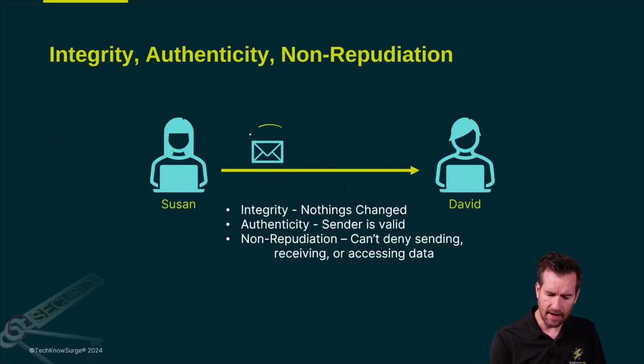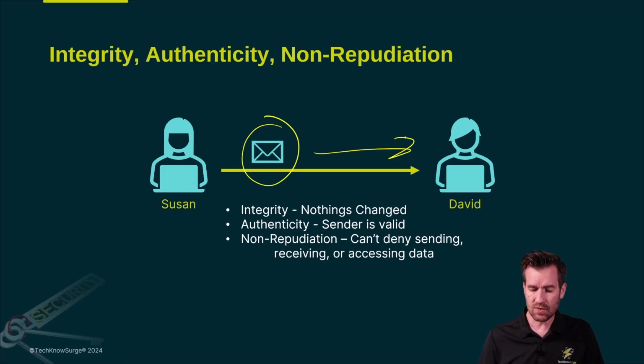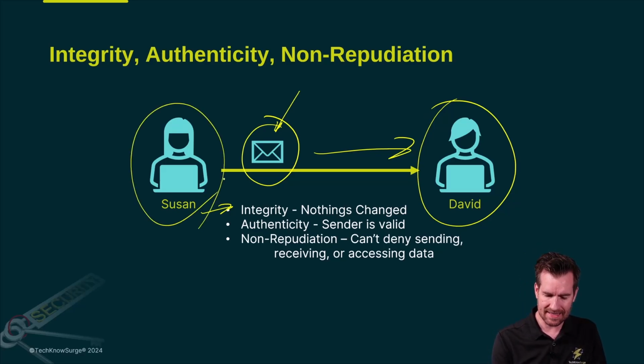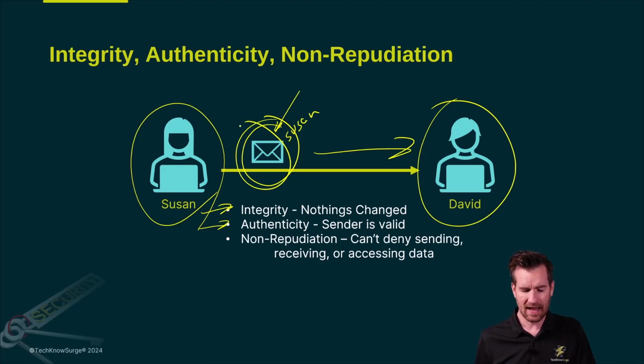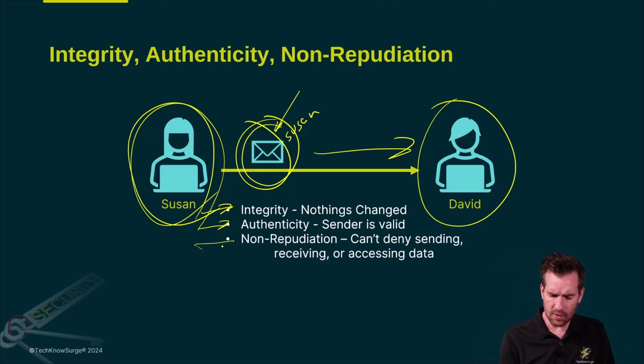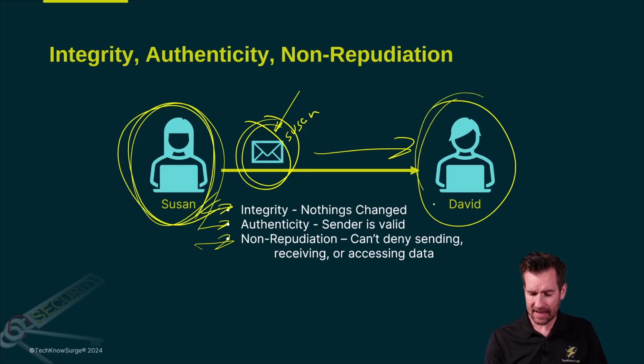Let's use an example of an email that's being sent from Susan to David. Integrity says that the email has not changed along the way, so nothing has happened to this message when David receives it. It's the original message that Susan sent. Authenticity is that this is from Susan. When David receives this, he says, though this says it's from Susan, authenticity is in fact that it is from Susan. And then non-repudiation is the fact that Susan can't deny sending it, and David can't deny receiving it.